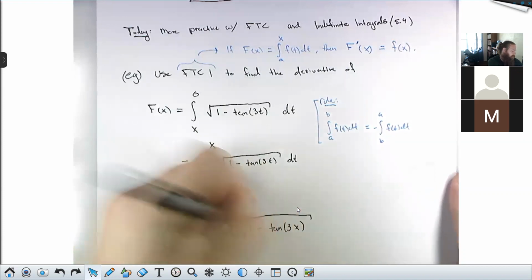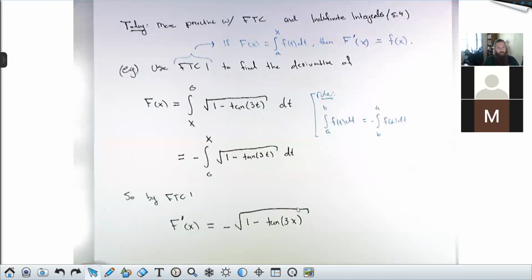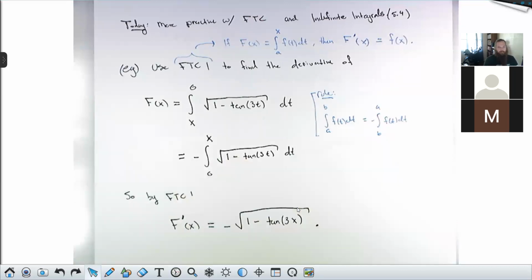Very mechanical, very simple. No need to apply any differentiation rules. No need to evaluate the integral. Nice and straightforward. So FTC1 is like a cheat code for differentiating functions that are defined as integrals. And that's your answer. Boom, done. Not bad, right?